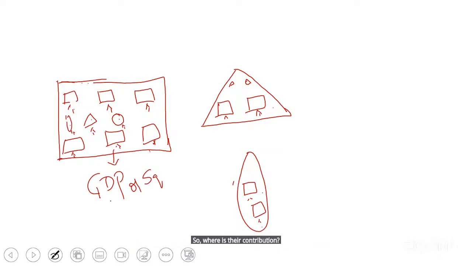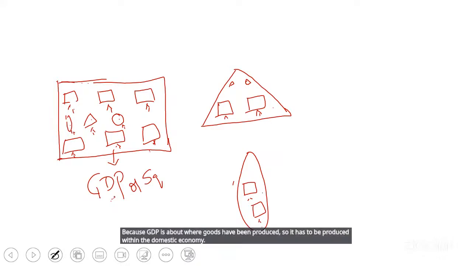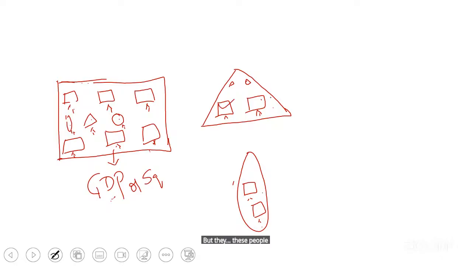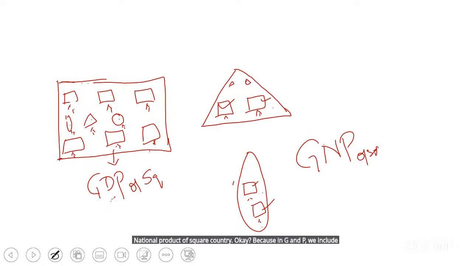Their contribution is not included in GDP, because GDP is about where goods have been produced. So it has to be produced within the domestic economy. But these people's income is included in the GNP, gross national product, of square country, because in GNP we include the income of all those people who belong to square country.